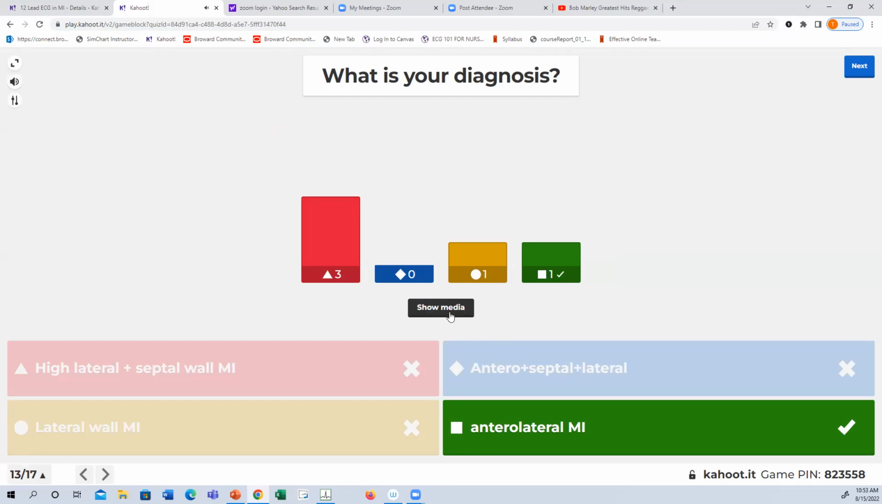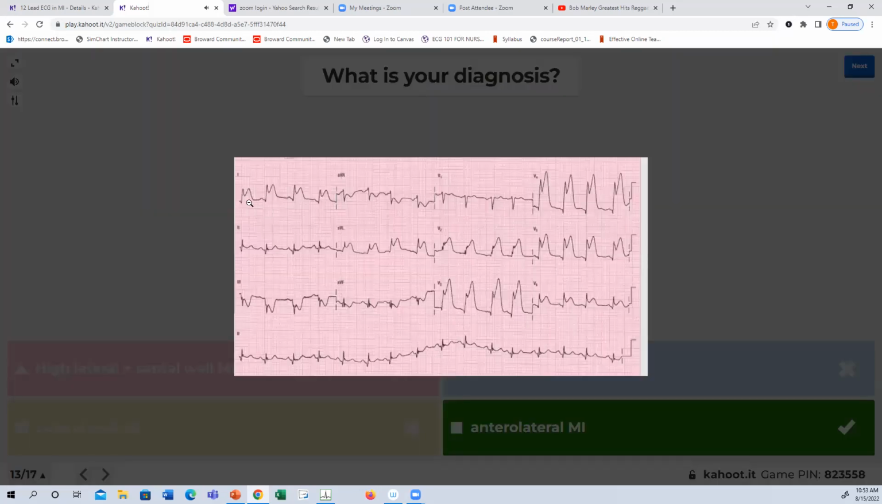Okay, the correct answer is an anterolateral wall MI. We have ST elevation in lead 1 and AVL, that's lateral, right? We have ST elevation in V2, but not in V1, so we cannot claim septal. V3 and V4, this is anterior. V5 and V6 is going to be lateral.